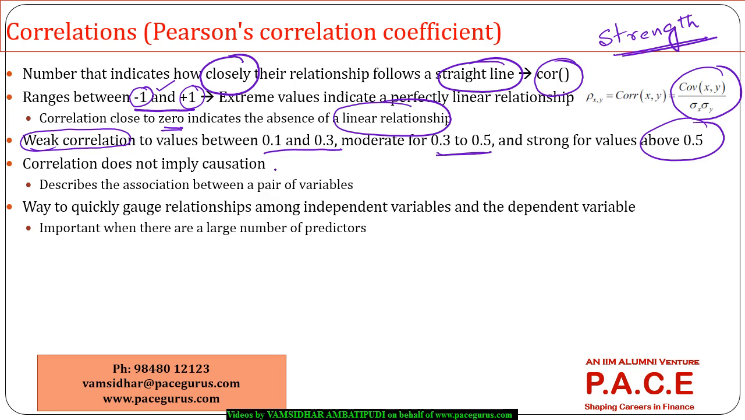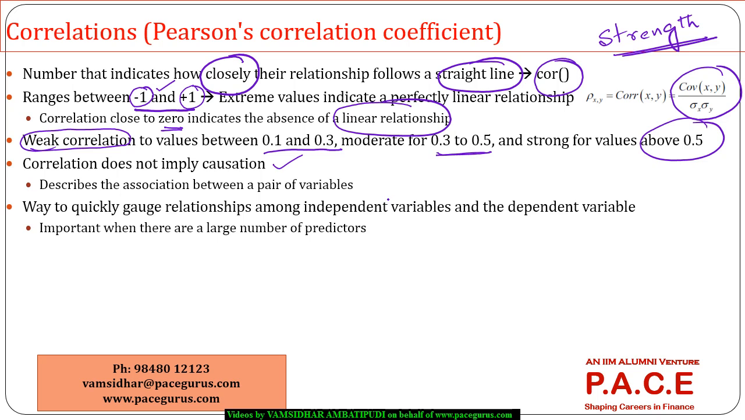But at the same time, I have to understand that correlation does not necessarily imply causation. It's only an association between the pair of variables. If the correlation between two variables is much higher, I cannot say that one determines the other, or that by knowing one variable I can predict the other, because they are not necessarily dependent on each other. Correlation does not say anything about dependency between the variables. It only talks about the level of association that exists between them.